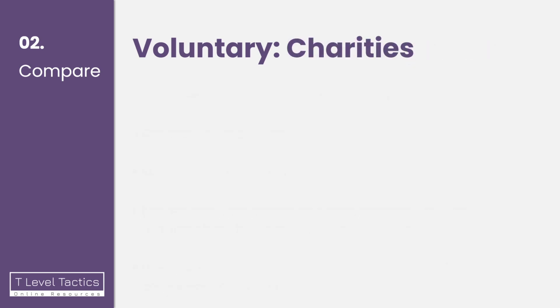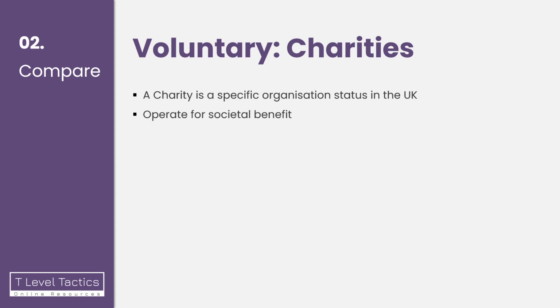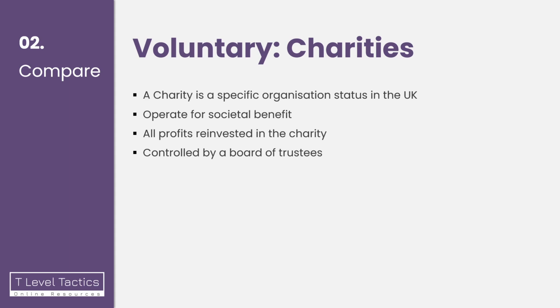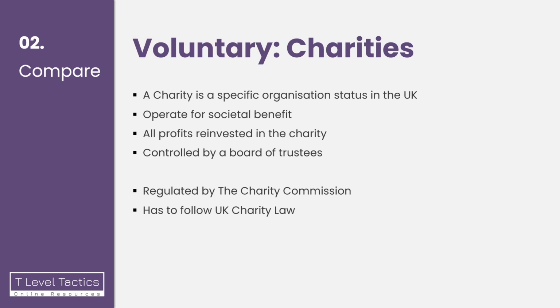Charities work slightly differently. A charity is a specific organisation status in the United Kingdom, and they operate for societal benefit. All profits are reinvested back in the charity, so they can still sell goods and sell products, but all the money goes back in. Charities are controlled by a board of trustees, and these are people who are trusted to make decisions for the charity, lead it in the right direction, ensure it's acting responsibly. Charities in the United Kingdom are regulated by the Charity Commission, and they have to follow specific UK charity law.